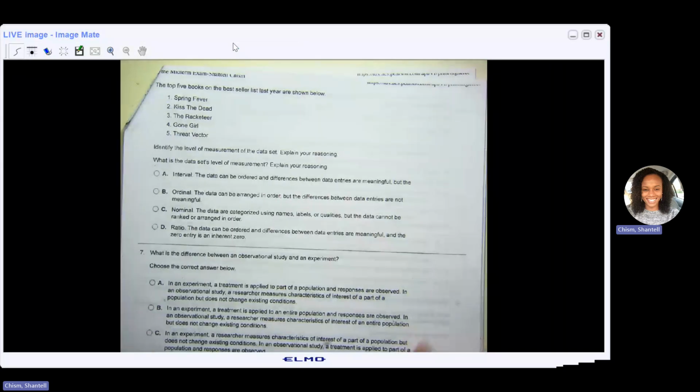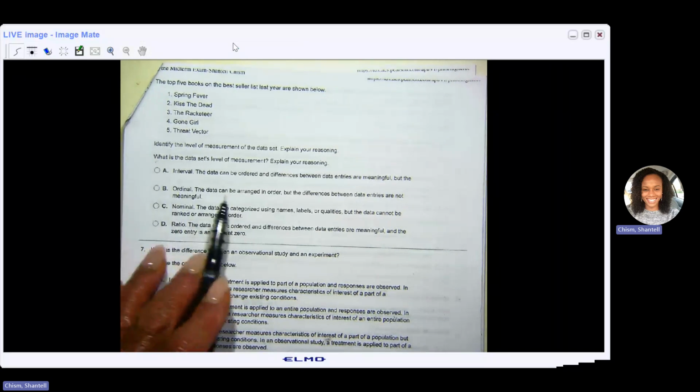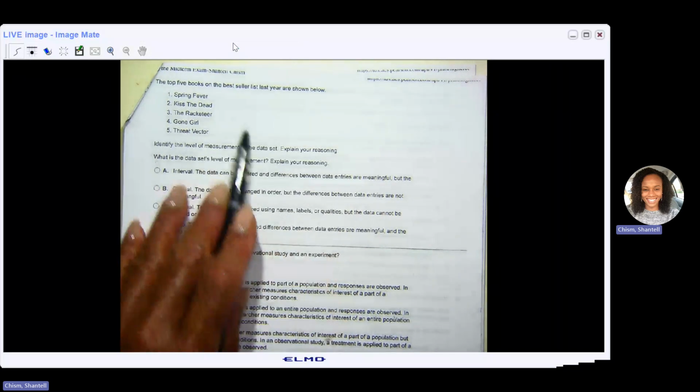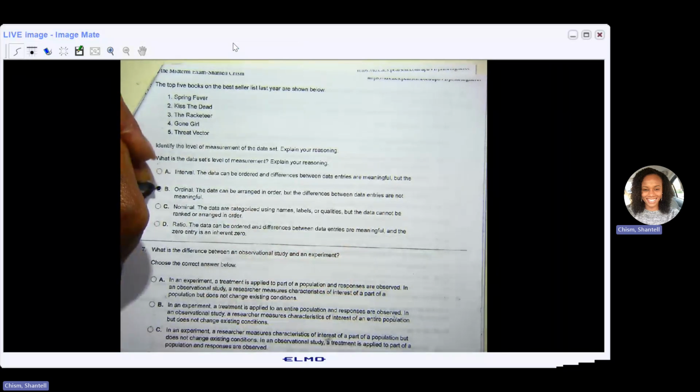Moving on. Look at number 6. It says the top 5 books on the bestseller list last year are shown below. So these are just some categorical data. They're names of books, but not only are they just the description, the name, they're put in order, top 5. So it takes it past the nominal level and brings it to ordinal. The data can be arranged in order, but you can't calculate any differences, again, because they're not numerical anyway. So that would be ordinal.